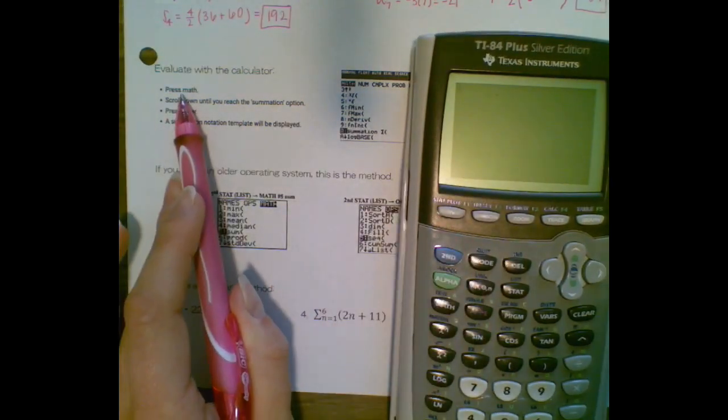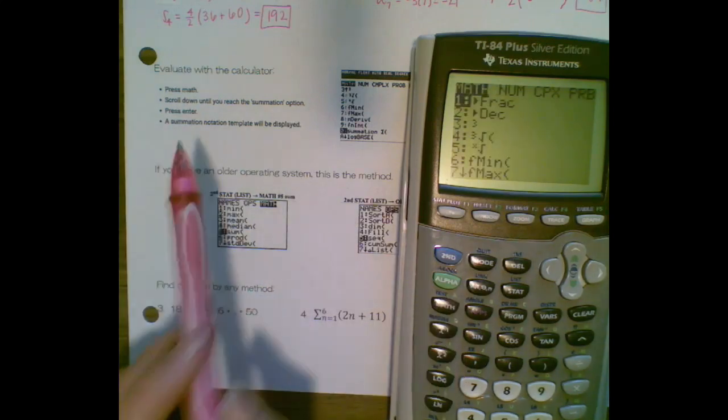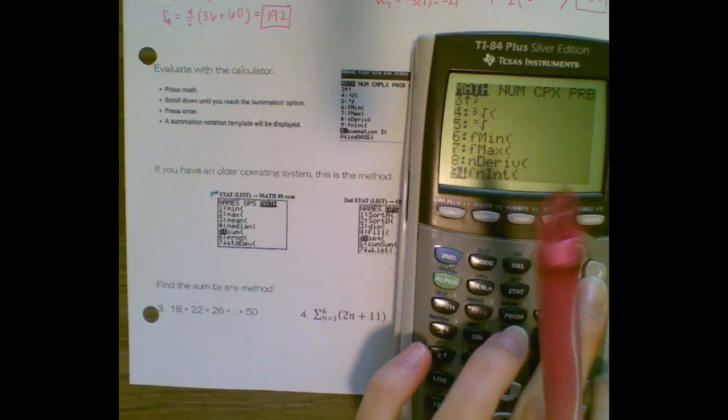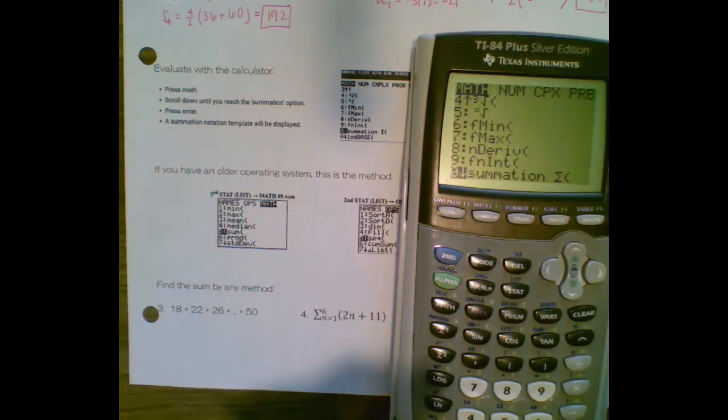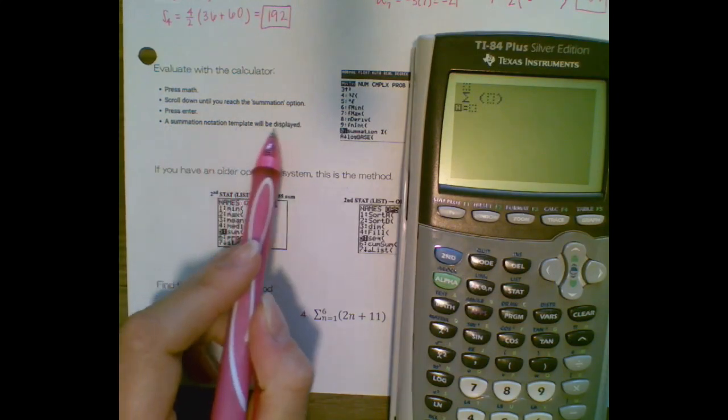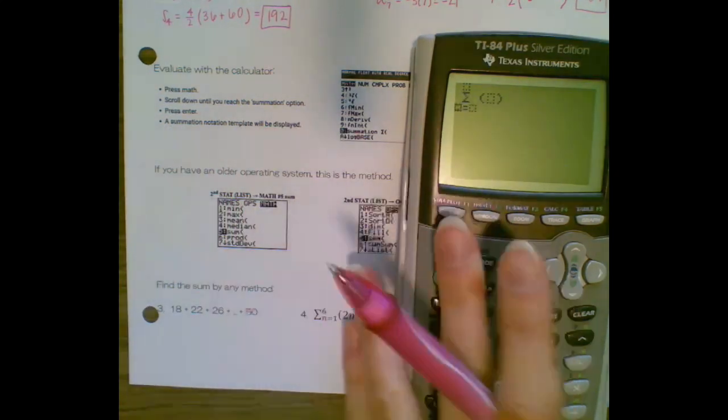So we're going to press math, scroll down until you reach the summation option. So you scroll, scroll, scroll. That's your summation option. Press enter. All right, a summation notation template will be displayed. That's this guy right here.